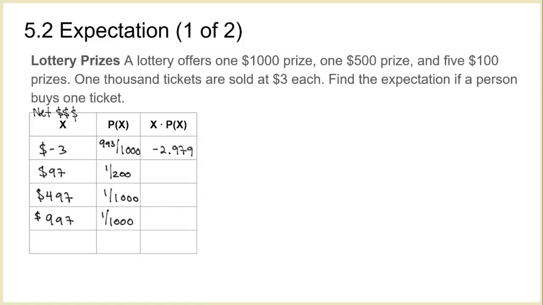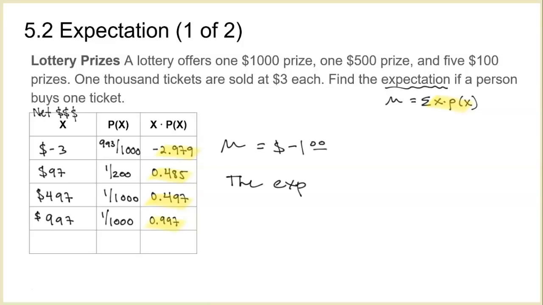And now we can look at, well, if I want to find the expected value, which is the discrete random variable, so these values times the probability, so -3 times this value, -2.979, 97 times this value, and this was 5 out of 1,000, so I'll reduce that fraction. And once we have the values, we can find the expectation, which is the same formula as the mean, right? It's the sum of the probability times its discrete random variable. So if we add those together, we get -1 or -$1.